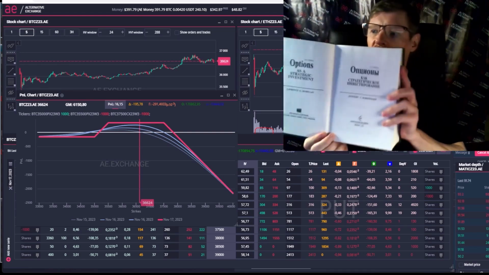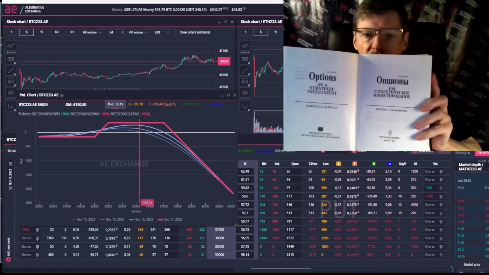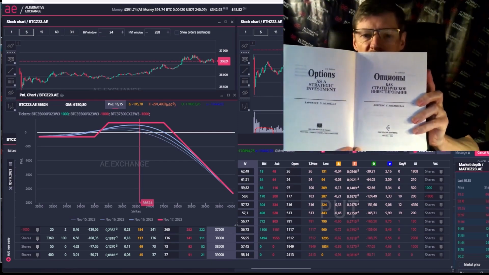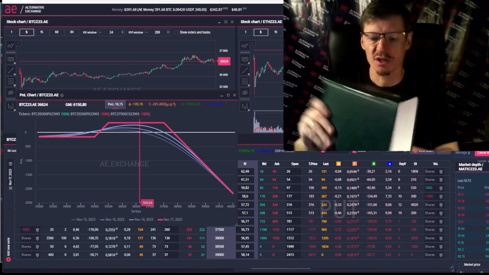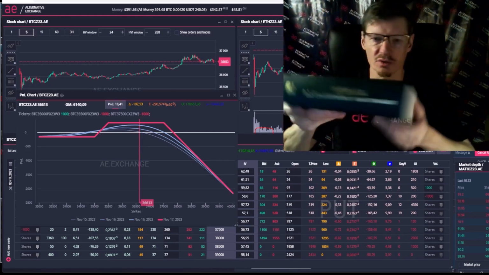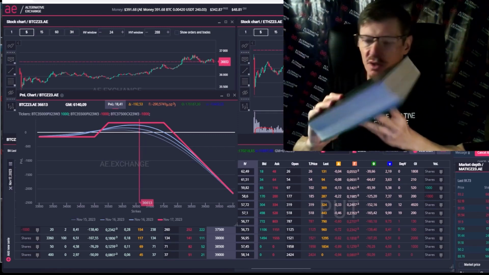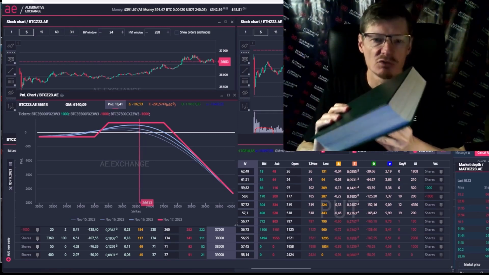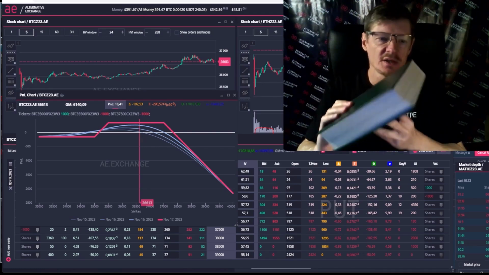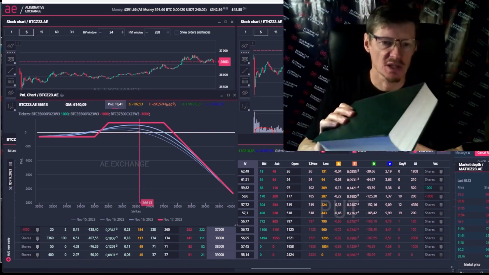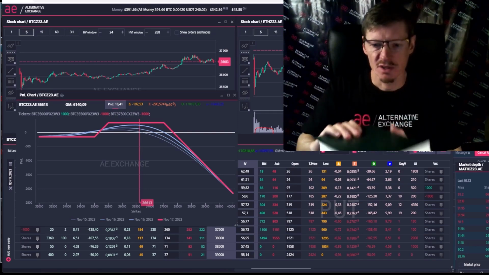1,200 pages. Lawrence McMillan. I highly recommend this book for study. Options as a Strategic Investment. Wonderful book. 1,200 pages, but unfortunately the book has a very poor relation to practice. In the book, there are no real examples that exist in the current market. Book knowledge, though valuable, is far from reality.